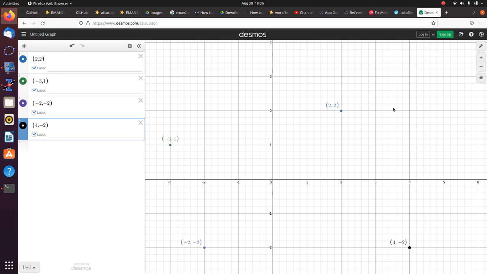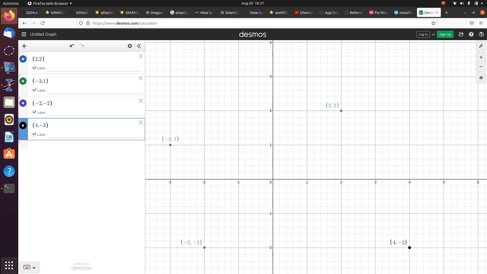Over here, this green point is actually in the second quadrant. So in math, we like to number things in a counterclockwise direction. So the second quadrant is over here in this region with this green point, (-3, 1). Well, (-3, 1) is negative x but positive y. So the points generally in the second quadrant will have a negative x value and a positive y value.